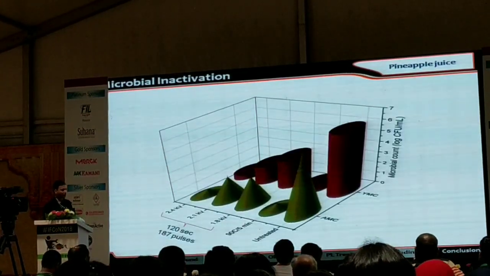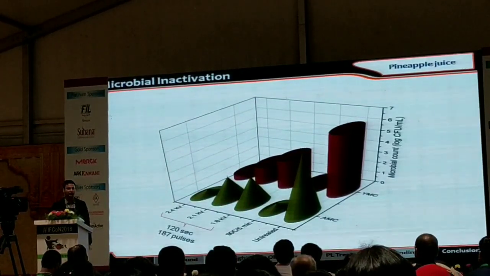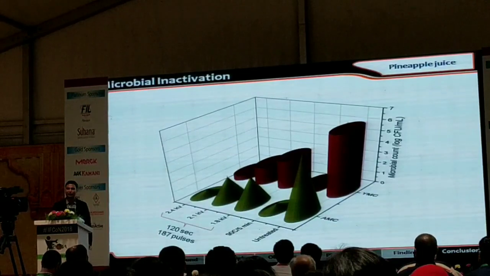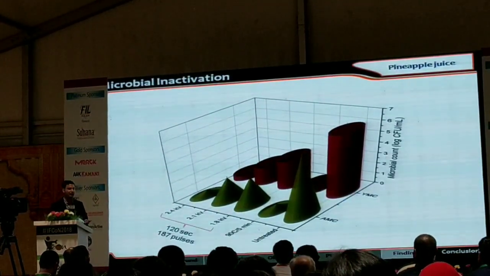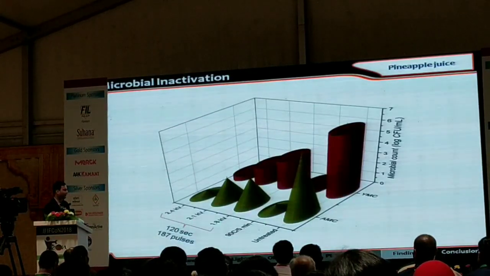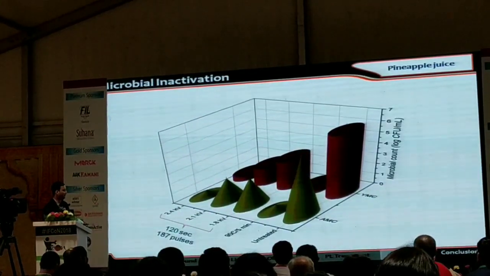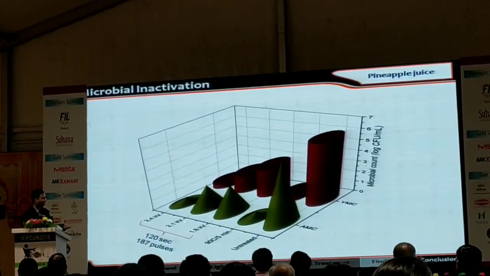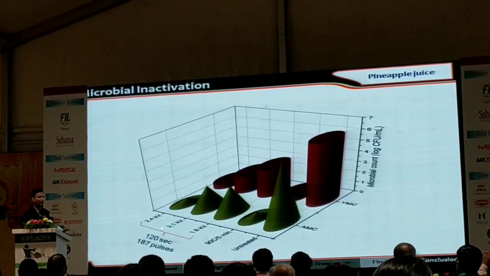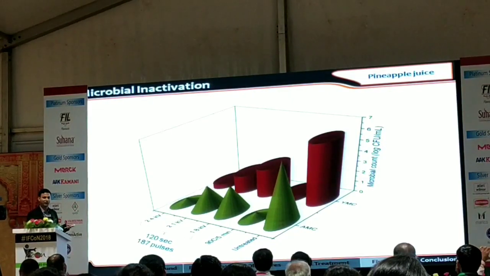So the first and foremost thing is, what is the extent of inactivation in your microbial load after the application of your treatment? We can see that out of 75 different combinations you have used, these are the three typical combinations where you can achieve the 5 log reduction. So this is 2.4 kilovolt for 2 minutes with 187 pulses. And also you can achieve it with 2.1 kilovolt with the treatment time increased up to 2.5 minutes. So we can say that it has the potential to pasteurize fruit juices.